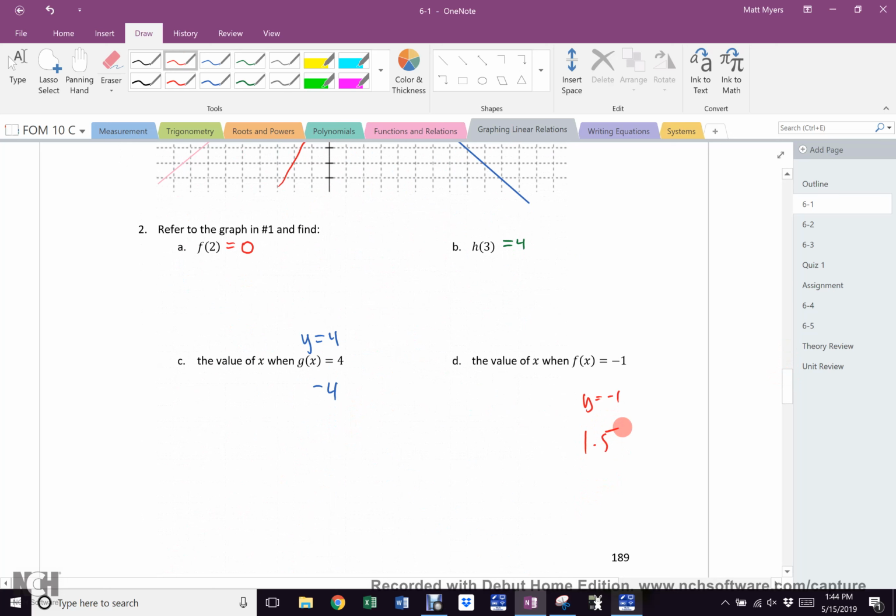Everybody understand? Count up, count over. If the slope is positive, you go up and right or down and left. If it's negative, we go up and left or down and right.